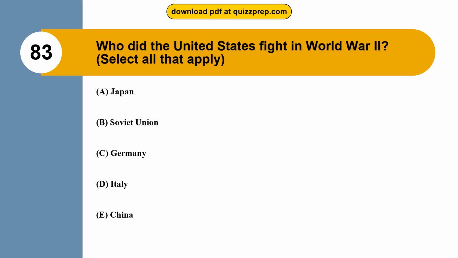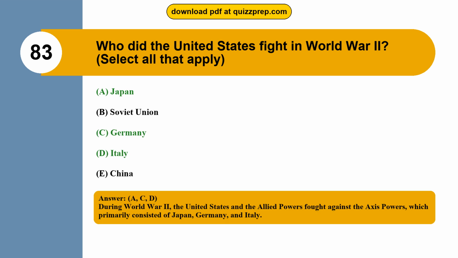Question 83. Who did the United States fight in World War II? Option A, Japan. Option B, Soviet Union. Option C, Germany. Option D, Italy. Option E, China. The correct answers are options A and C and D. Japan, Germany, Italy. During World War II, the United States and the Allied powers fought against the Axis powers, which primarily consisted of Japan, Germany, and Italy.